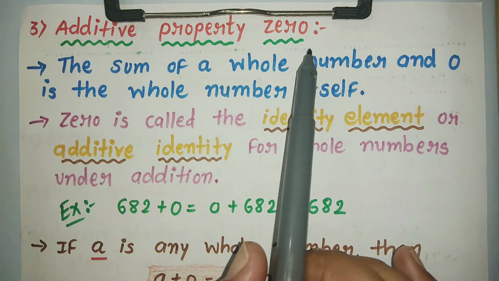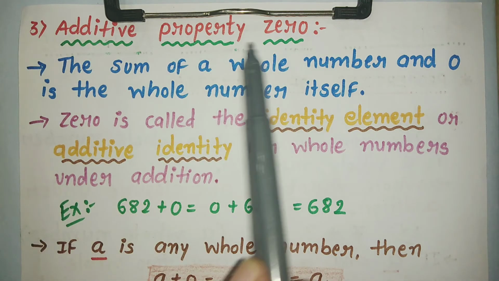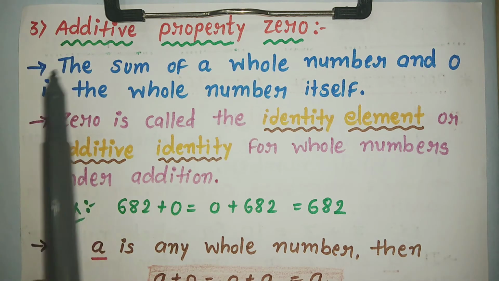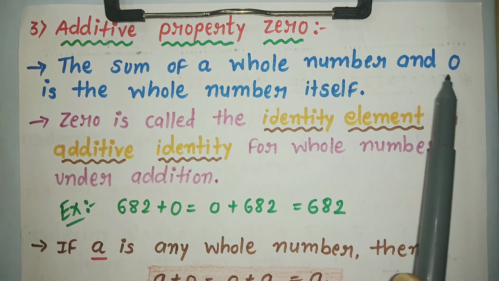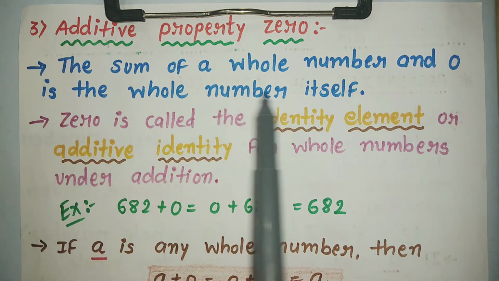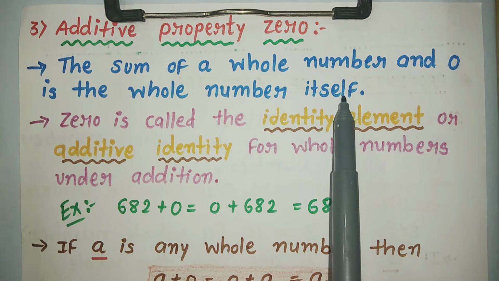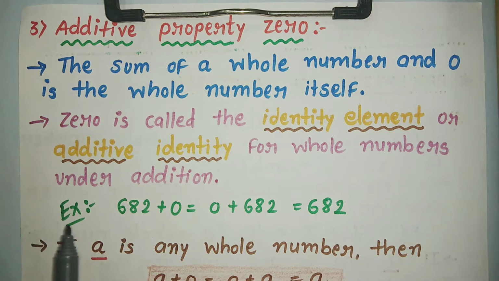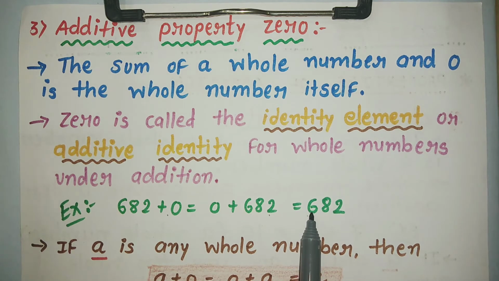Additive property 0. The third property is additive property 0. What is the meaning of this property? The sum of a whole number and 0. The sum of a whole number and 0 is the whole number itself. Obviously, if I add any number with 0, 682 plus 0, or 0 plus 682, our answer will be the same.